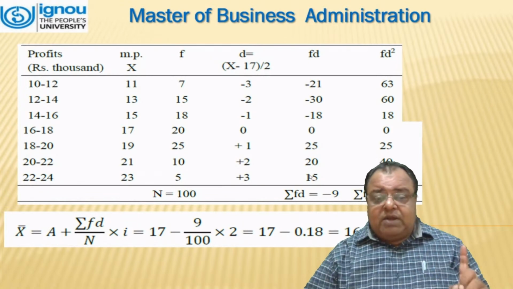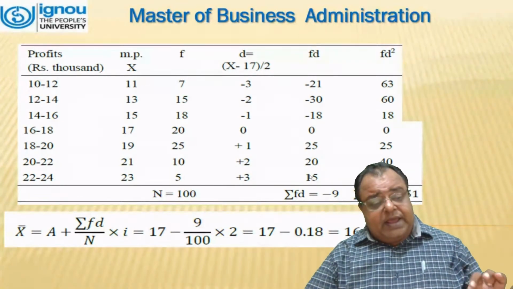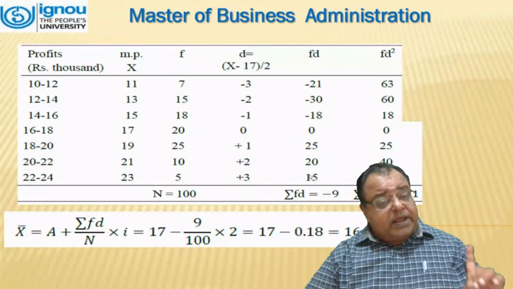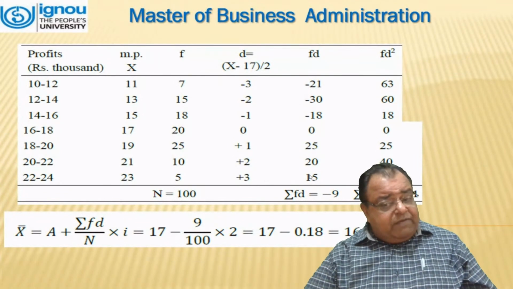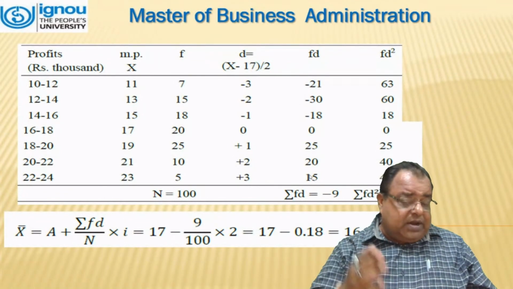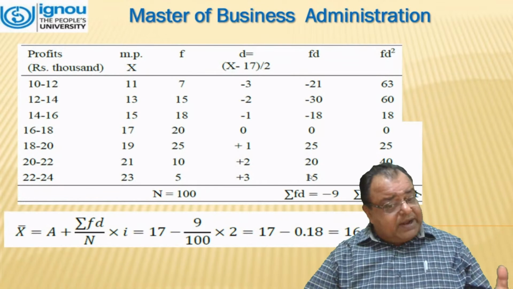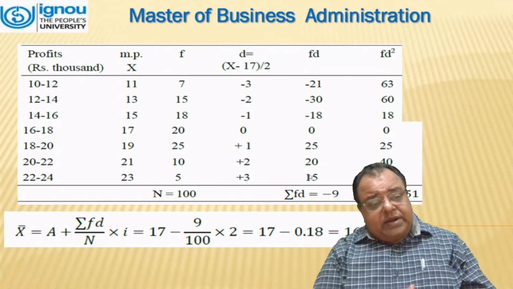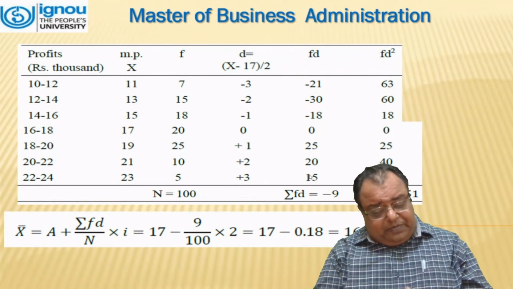First of all, we will calculate the mean. Mean, x bar, is equal to A plus summation FD by N into I. Here, A is what we have assumed, that is 17. The summation of FD is -9, which is taken from the table. N is 100 and I is 2, the class width, the difference between 12 and 10. After calculating it, we get the mean of this data as 16.82.